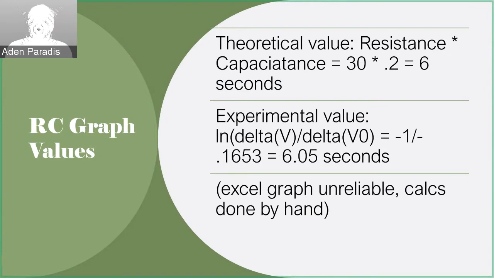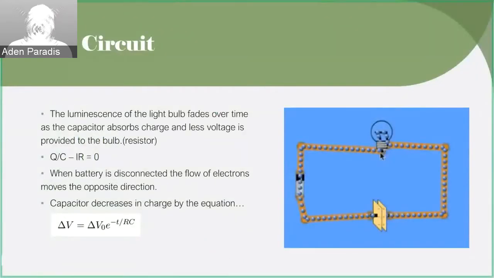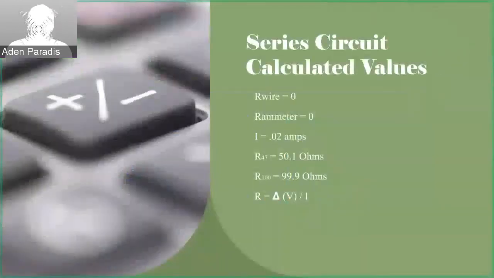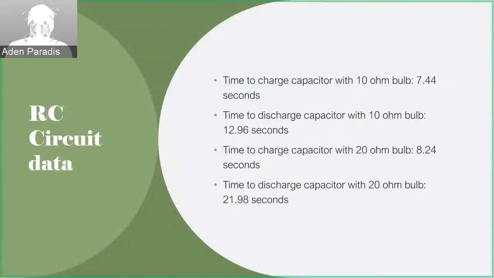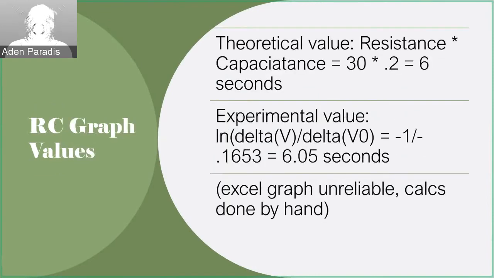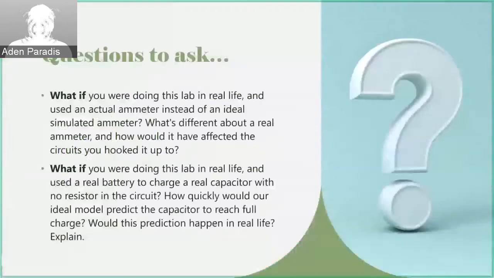The theoretical value is 30 times 0.2. I'm sorry, because the resistance was 0.2. Yeah, that should be 0.2. And 30 volts was calculated. And then my experimental value using the natural log of delta V over delta V naught ended up being 0.05 seconds, which is very close to the theoretical value.